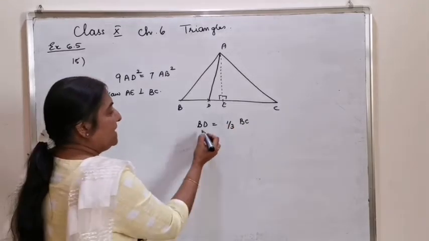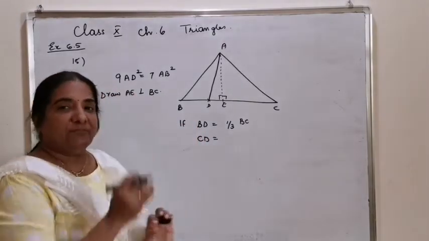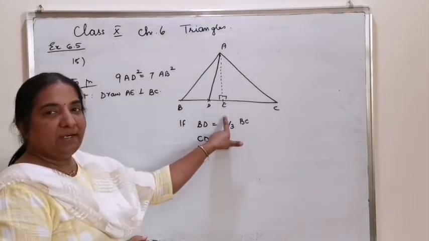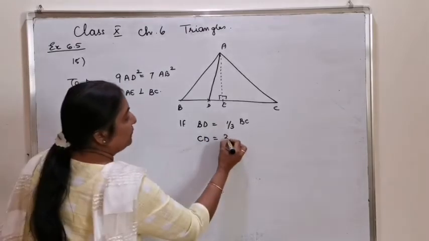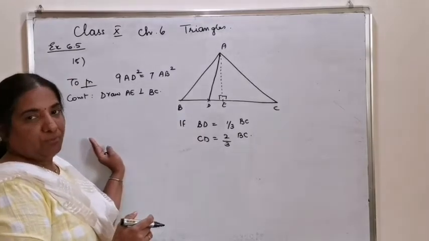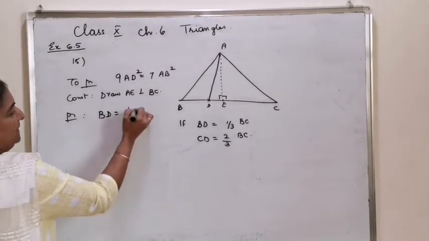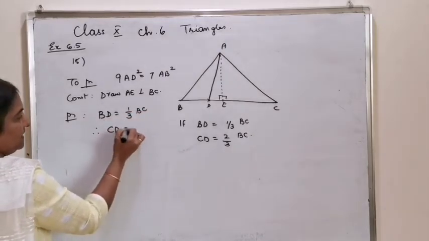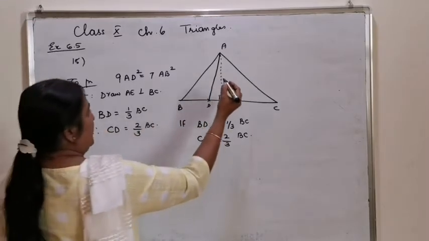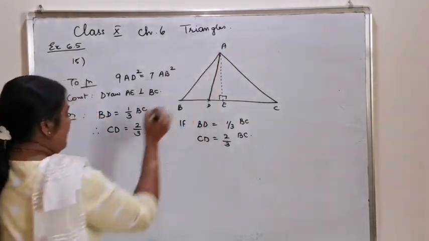So what will be the remaining part of CD? If BD is 1/3 of the total length, what will be CD? It is 3 minus 1, that is, it is 2/3 of BC. The concept is needed in the proof. So proof starts as BD is equal to 1/3 BC is giving you CD as 2/3 of BC. In triangle, you need the letter AB. Let's start with triangle AEB.